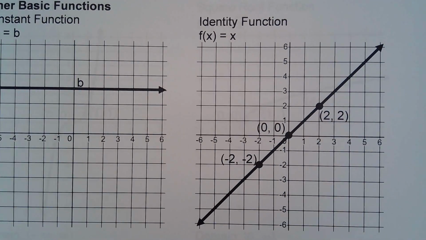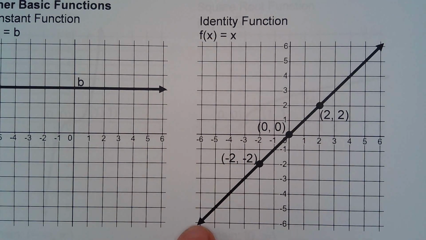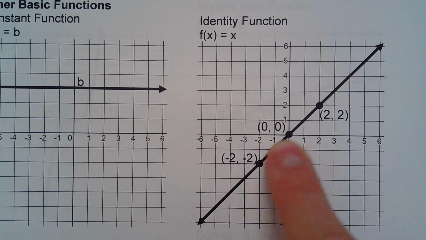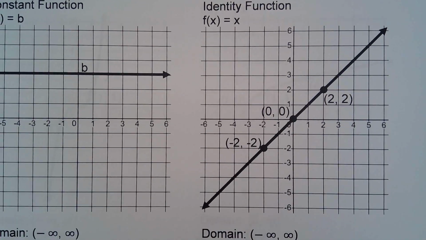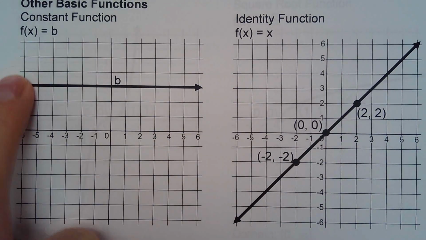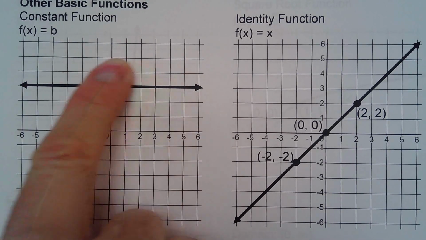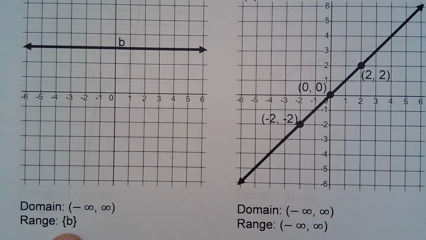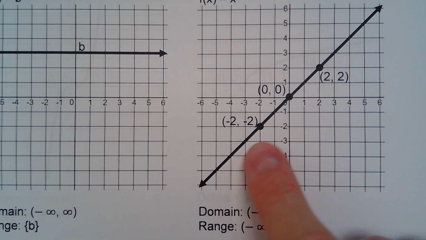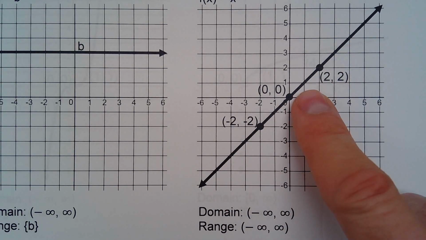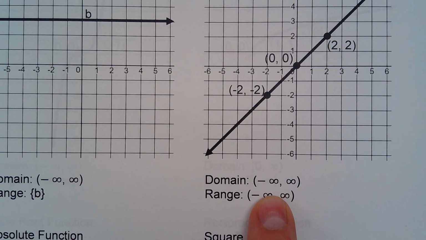We have the identity function, y equals x. And that's just a straight line, a line with slope of 1 that goes through the origin, (0, 0). And for both of these, we've talked about this before, the domain here is going to be all real numbers for this constant function, but my range is going to be the value of b. And here we've got a linear equation where the slope is not 0 and not undefined, so my domain and range is going to be all real numbers.